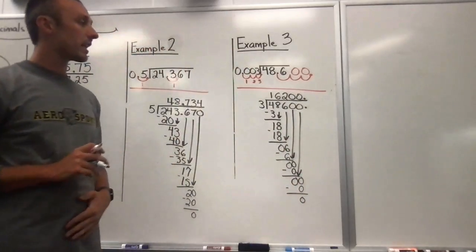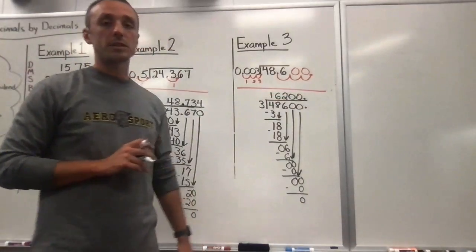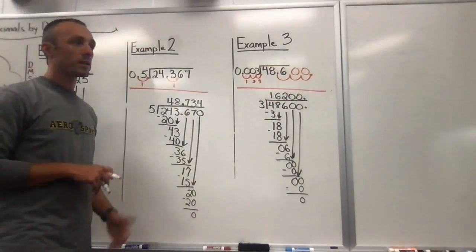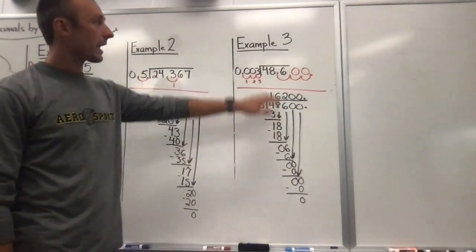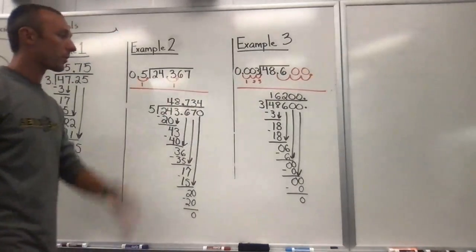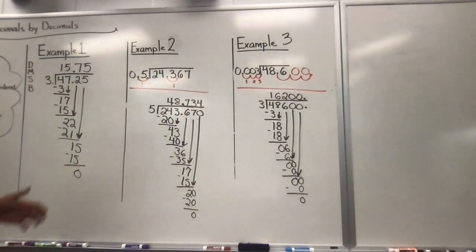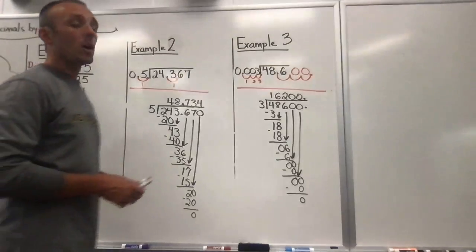You might also think of it as I can't stop until I have a number touching my decimal. If I stop before then, my answer is not going to be correct. So the answer to 48 and 6 tenths divided by 3 thousandths is 16,200.